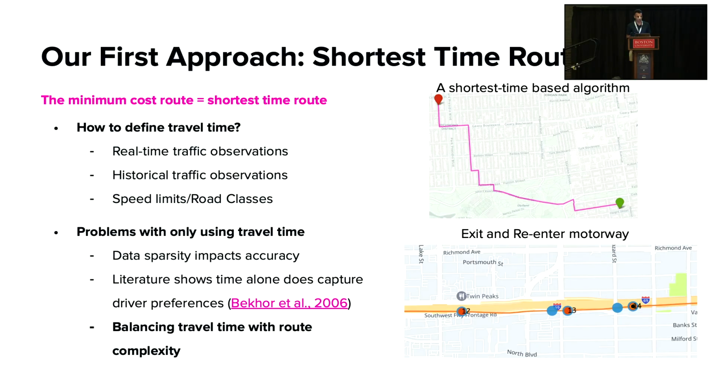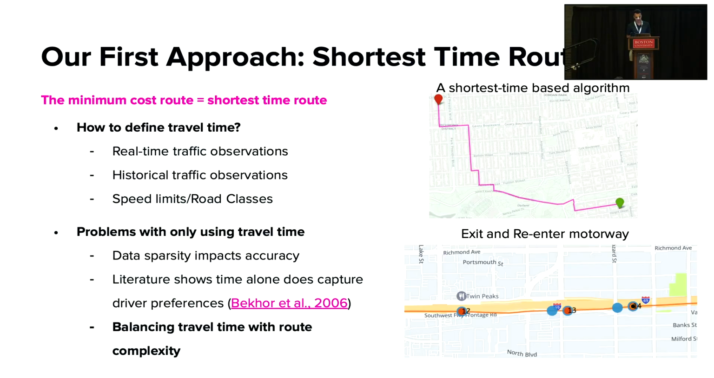There are a lot of problems with only using travel time. Where you have sparse data in more rural areas, you might not have accurate speeds. And a lot of literature shows that travel time does not capture driver preferences. The main theme is that we need to balance travel time with route complexity.